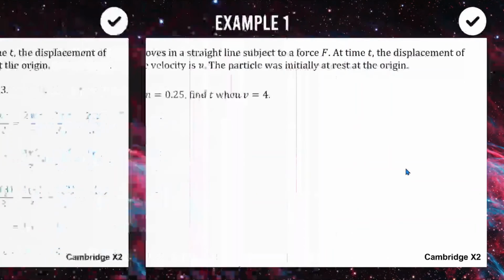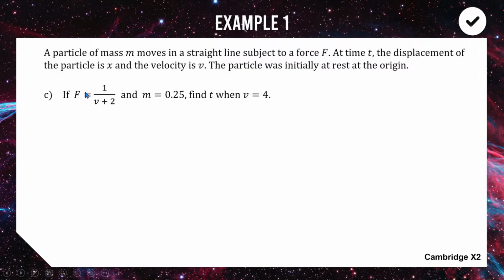On to question C. This time our force is in terms of the velocity. Okay, cool. So once again, starting off by writing force as mass, which is 0.25, times acceleration is equal to 1 over v plus 2. Okay, now because we're trying to find a link between t and v, that means we're going to write our acceleration as the derivative of velocity with respect to time. So typically, you want to write your derivative in terms of the two variables that you're trying to link. So you look at what the question's asking you to find, and that's how you figure out which of the three forms to write your acceleration in.